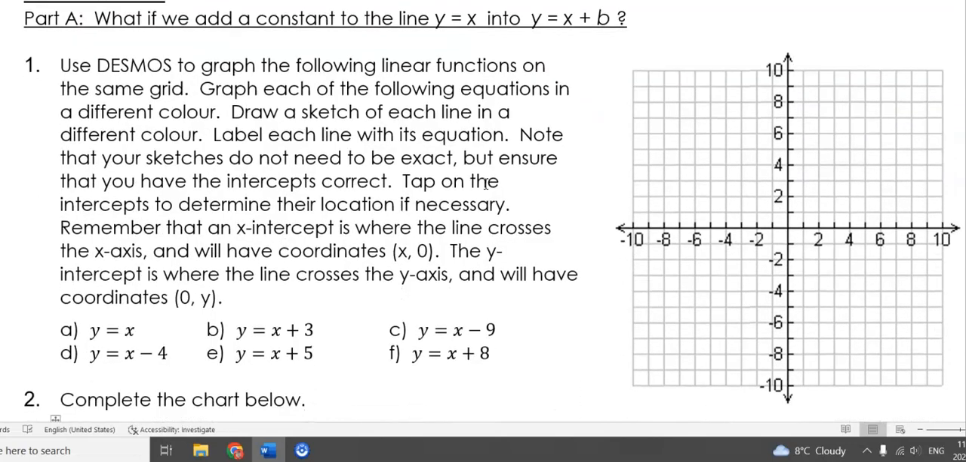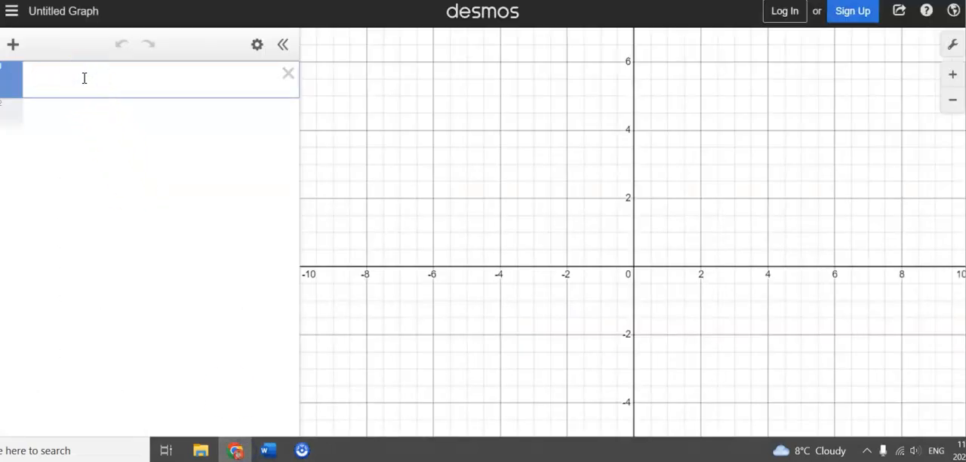The first part, part A, is what happens if this is your original OG line, your y equals x, and you start to add or subtract things to it. Notice that y equals x is going to be the first one, but then we're going to get you to also graph several different ones that have plus numbers and minus numbers at the back and see what happens. My suggestion is that you go in here and just type in y equals x. And so that's the original.